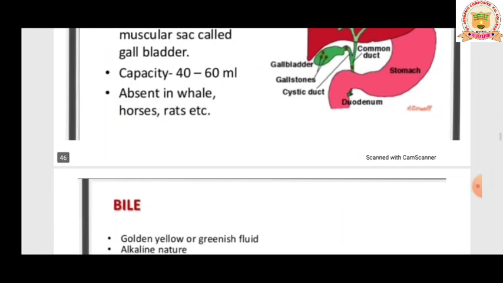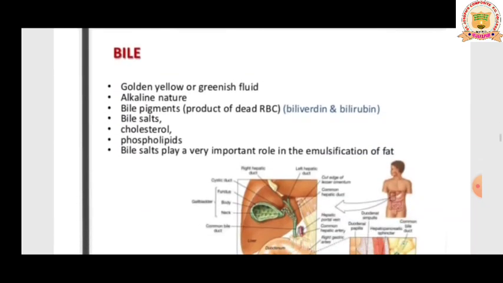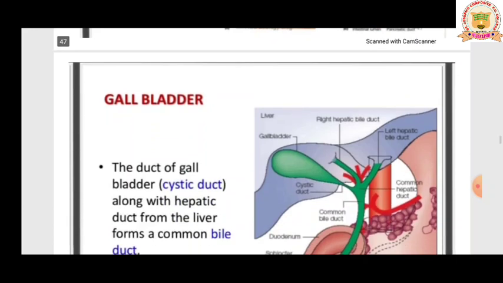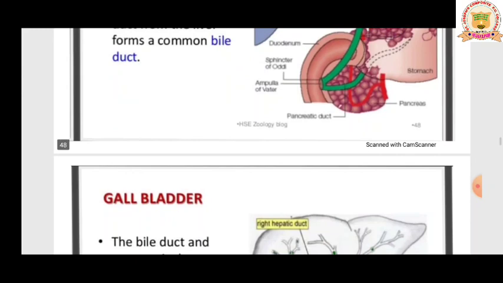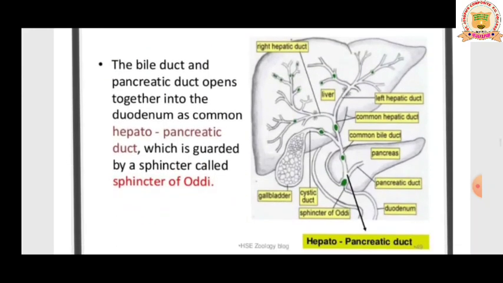Clear, students? Let me pass on to the bile. What is the composition of bile? It is a golden yellow, greenish fluid, alkaline in nature, containing bile pigments, that is bilirubin and biliverdin, and some salts, cholesterol, phosphate, bile salts, etc. The bile duct and the pancreatic duct open together into the duodenum as a common hepatopancreatic duct.